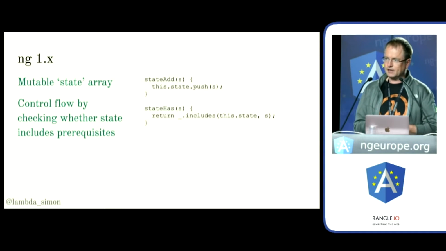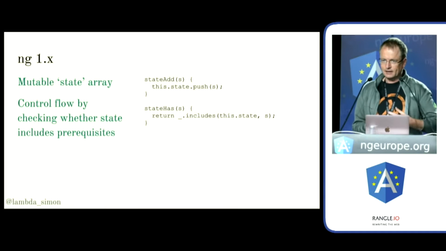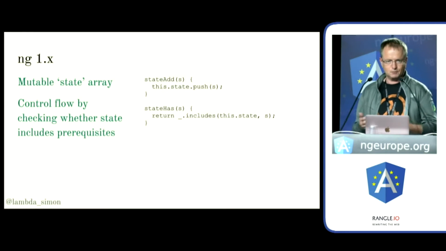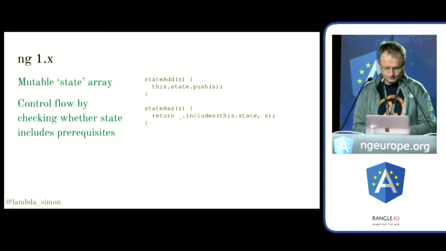With Angular 1, I had a state array that was mutable, and basically as things became available, I added them to this array, and each time the program tried to advance, it checked whether all the elements that it needed were in this state array. It wasn't very pretty. The question was, could I do better using the latest and greatest technology? And I think I've made some progress on that.